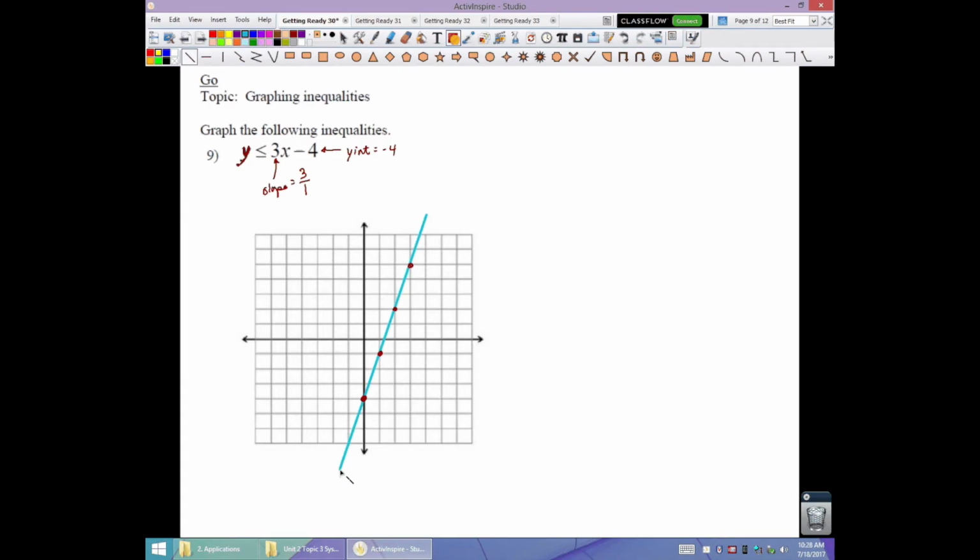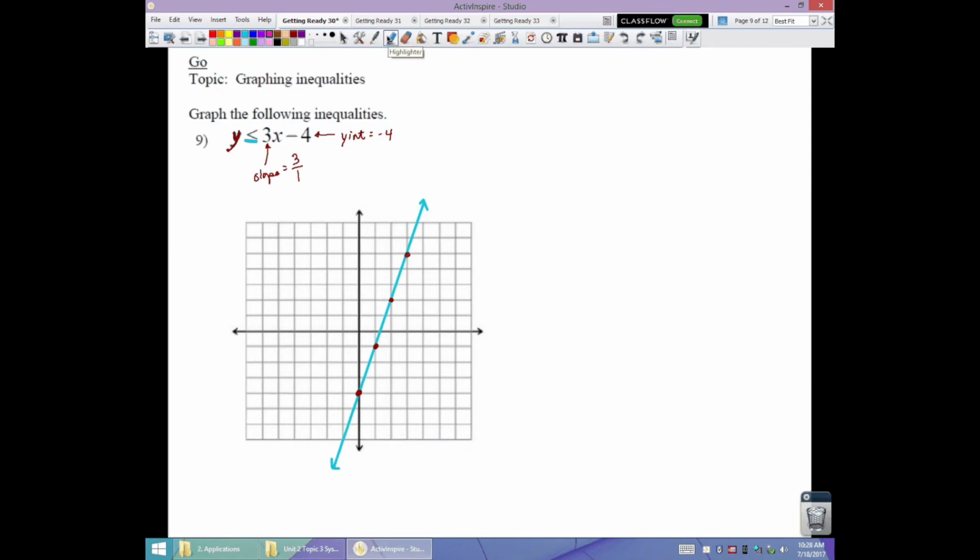So my line passes through those points. It should be a solid line because it is less than or equal to. And again, I can only trust this because I'm in slope-intercept form, but the less than sign tells me I should shade everything below the line.